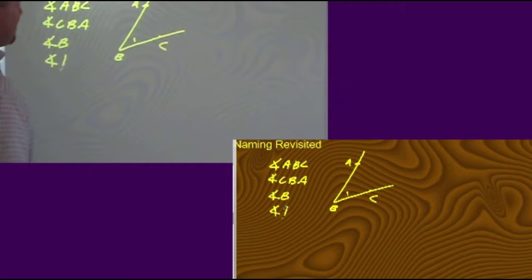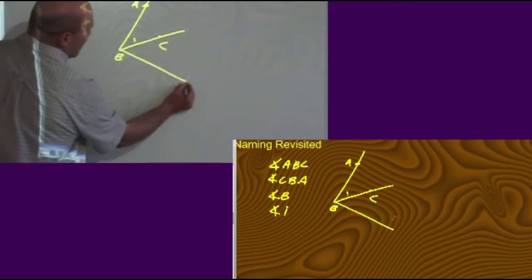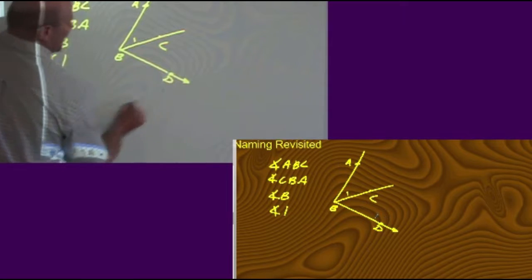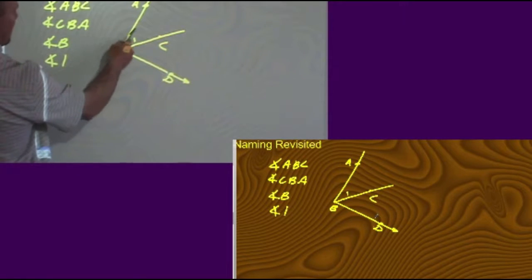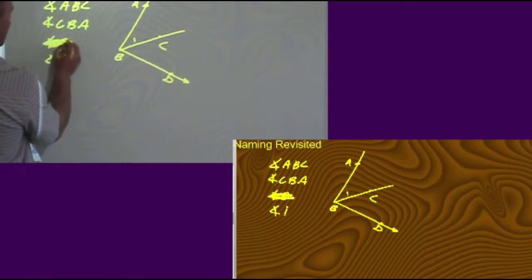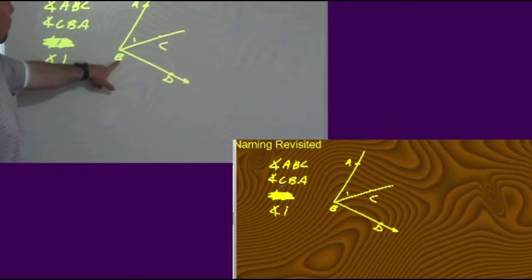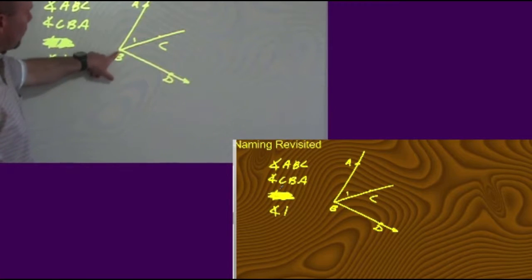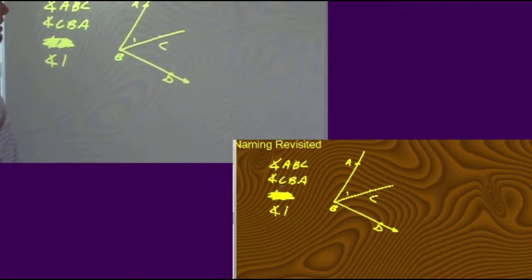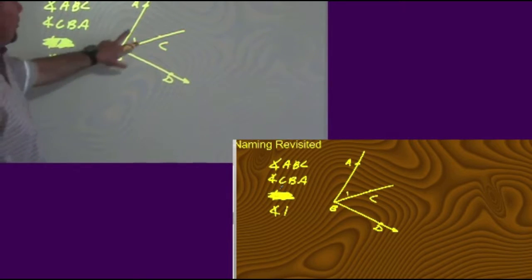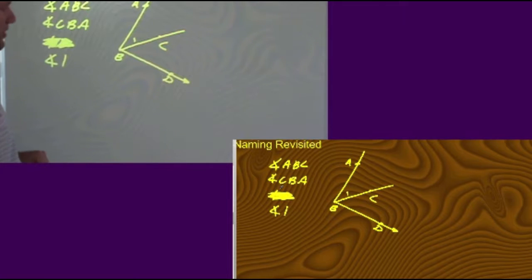One of these 4 names gets thrown away as soon as I add on this ray and call this D. This angle that we began with can no longer be called angle B, because there's more than one angle at B, so I can't just name it by the vertex. Angle 1 is still okay, and these 2 angles are still okay for the original angle that I had there.